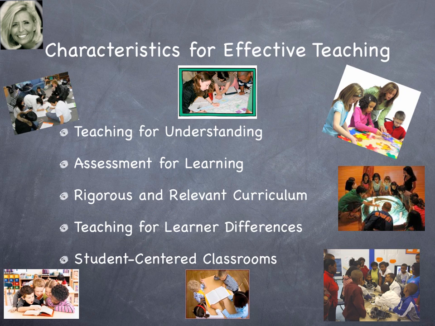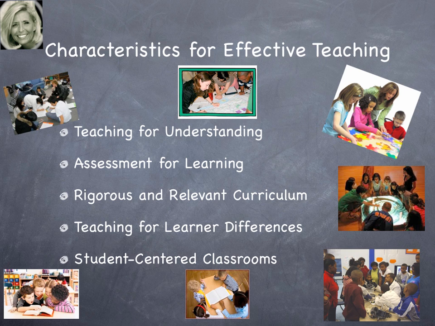Finally, we want the student teachers to be a part of the 5 characteristics of effective teaching. So with the first one, teaching for understanding, basically we want them to be engaging students in thought-provoking activities that make learning long-term. For assessment for learning, we want them to give feedback to adjust ongoing teaching and learning.